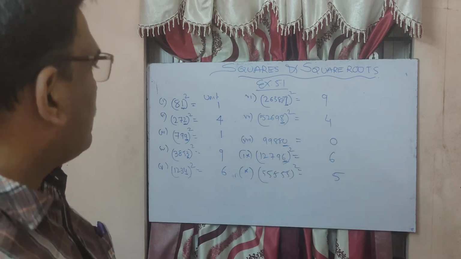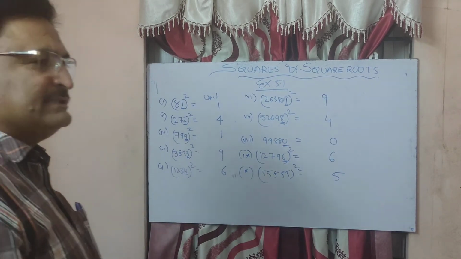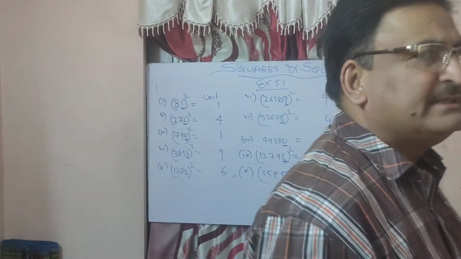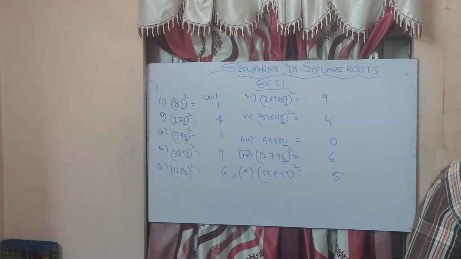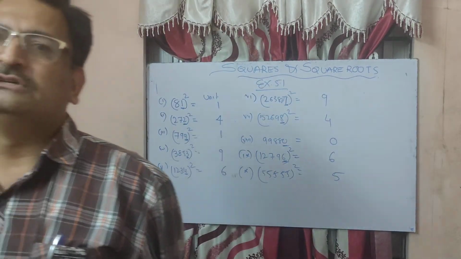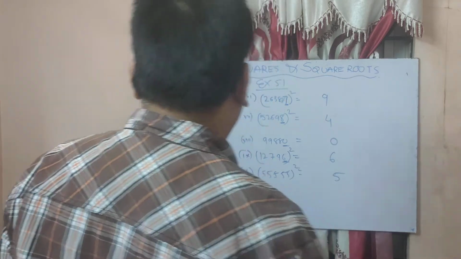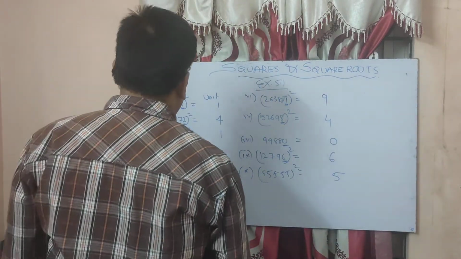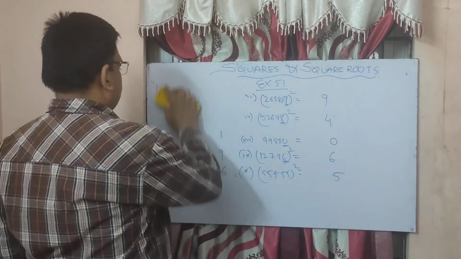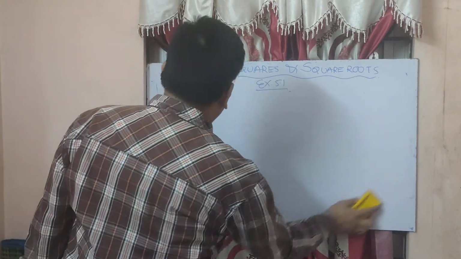So this is how you need to remember. By looking at the number, you can easily assume what will be the last digit of the square number. Okay, now we'll move to the next question. Question number 2. This is all about question number 1.